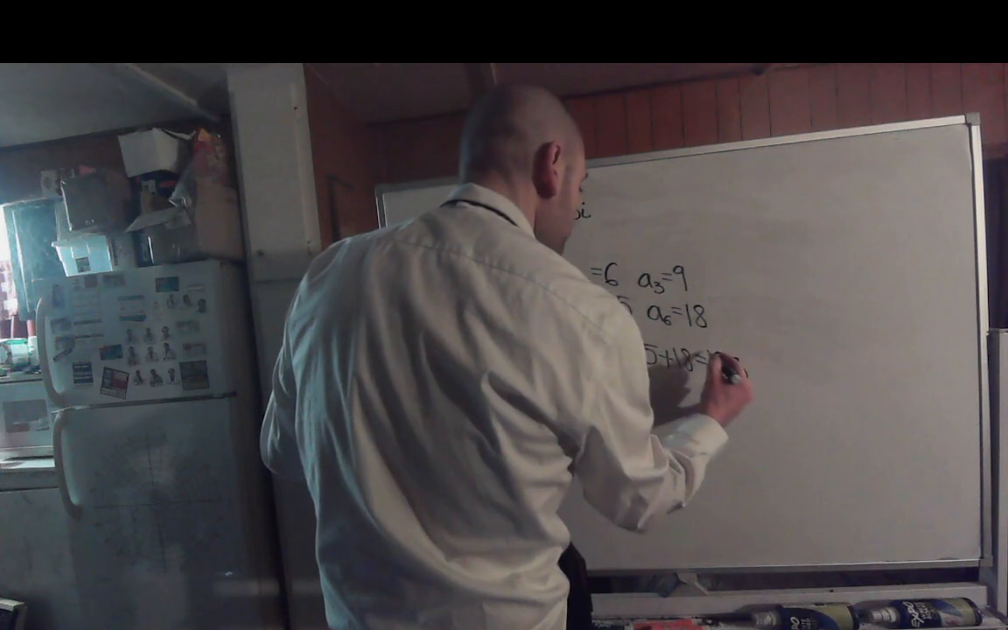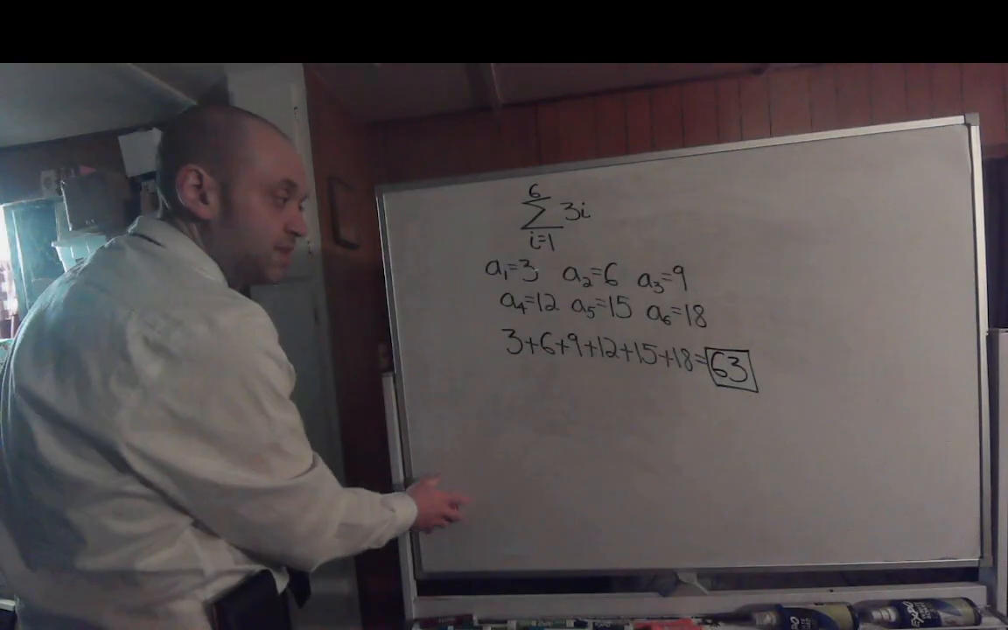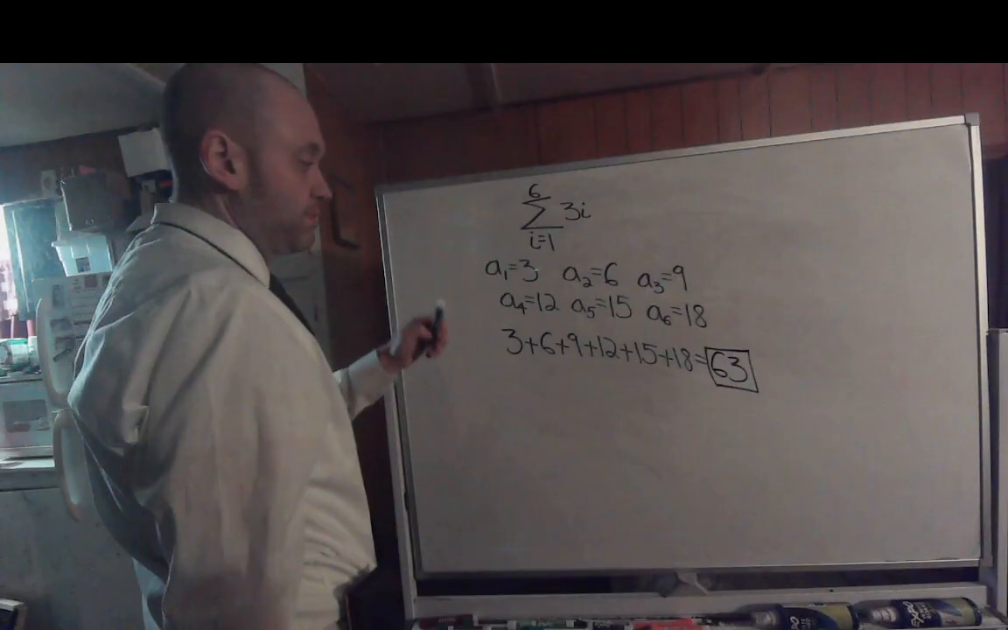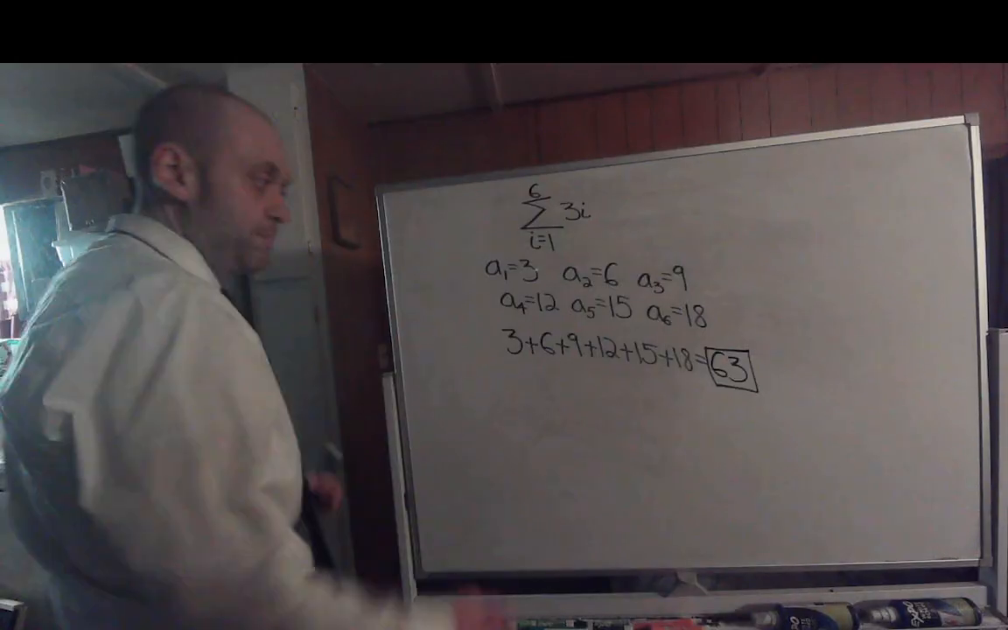So the sum of this series would end up, in fact, being 63. That would be the answer we get, is 63. If you take the sum from 1 to 6 of 3i, you get 63.